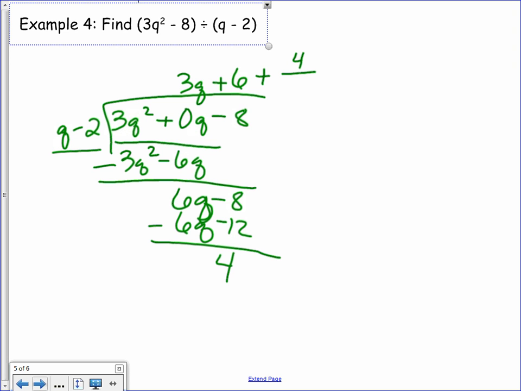And now it's plus because it was positive. The last one was minus because it was a negative 10. That was our remainder. Now since it's a positive 4, we have plus here, and then we divide by the divisor. So it's 3q plus 6, plus 4 over q minus 2.